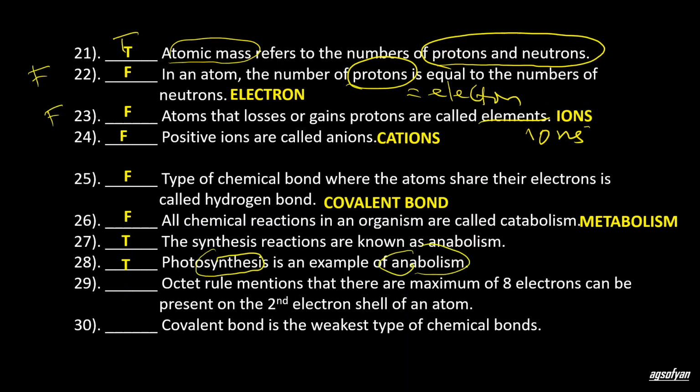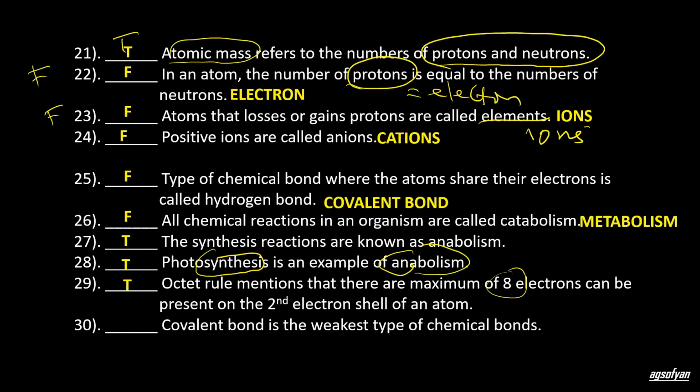Octet rule mentioned that there are maximum of 8 electrons can be present on the second electron shell of an atom. Yes, 8 mean octet, and it is from the second electron shell until the next one. Okay, so the outside should be 8, except the first electron shell will be only 2. It's called the duplet rule.